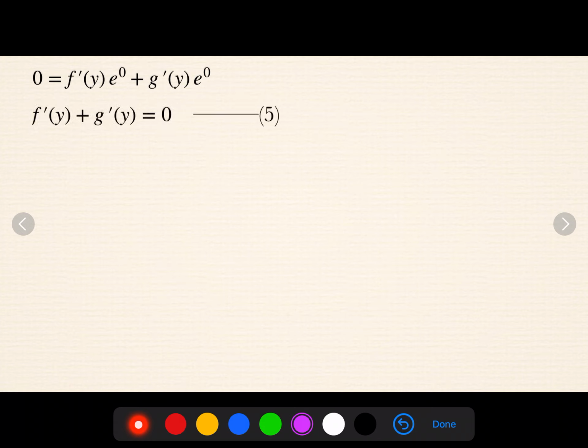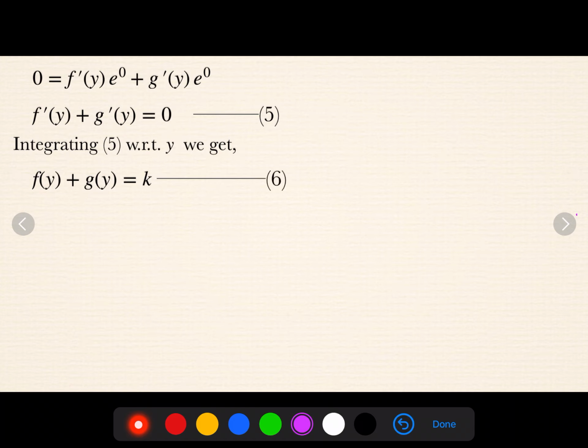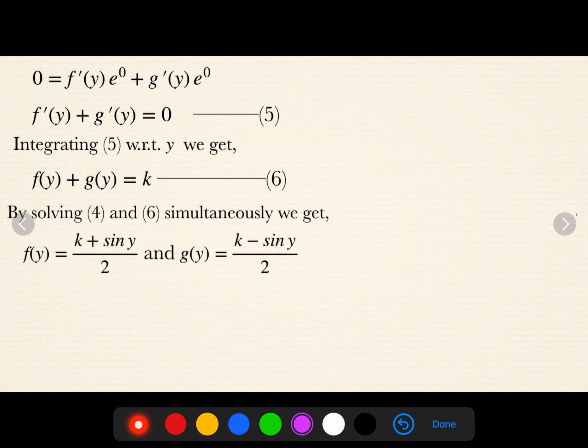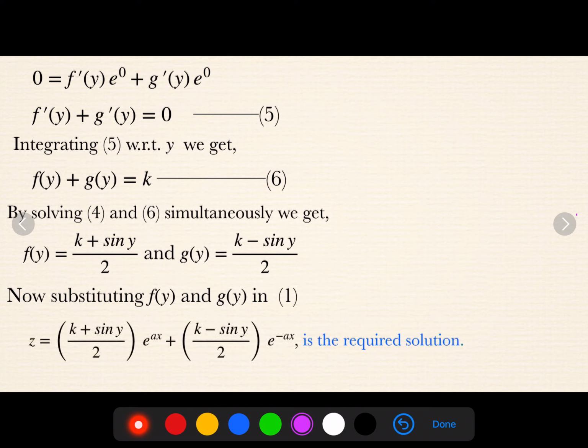But equation number 4, if you observe, we have f′(y) and g′(y), and here we can't solve this one. So I will integrate this equation with respect to y, we will get f(y) + g(y) = k, some constant. Now solve those two equations for f(y) and g(y). So we will get f(y) = (k + sin y)/2 and g(y) = (k − sin y)/2. Substitute in equation number 1, we will get the final solution.